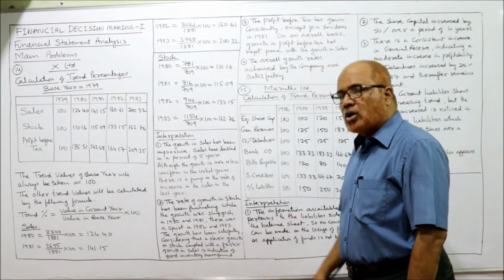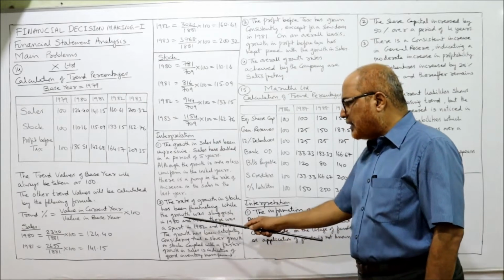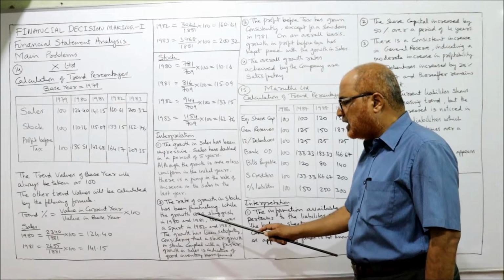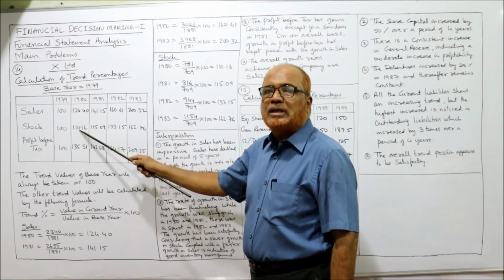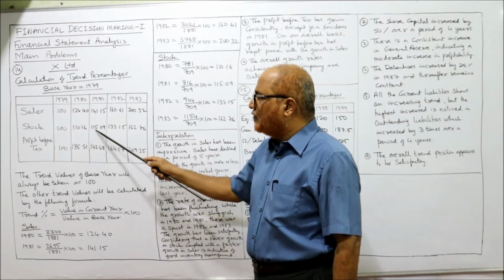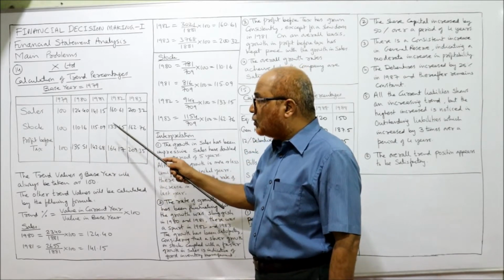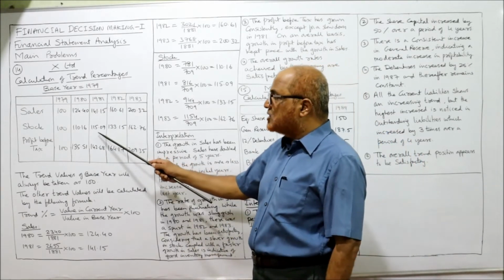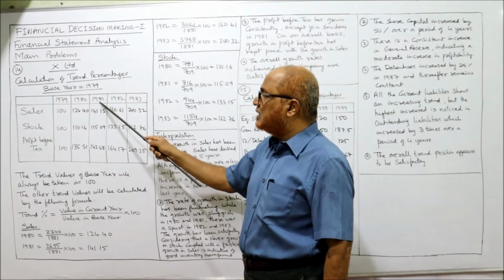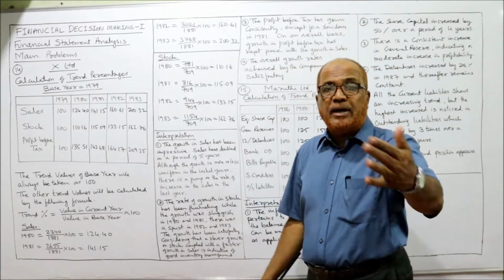Now next one is stock. The rate of growth in stock has been fluctuating while the growth rate was sluggish in 1980-81. See here stock. 100 to 110, so 10% increased. 10 to 15, only 5% increased. From 15 to 33, 18% increased. So there is a big jump increase from 1981 to 82. Then 33 to 62, again a big jump.